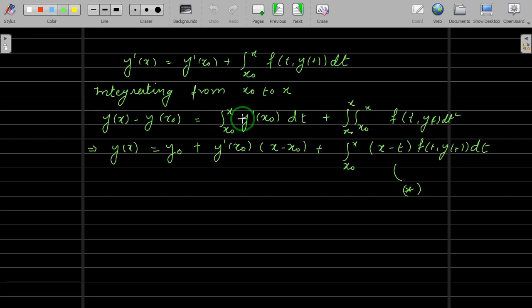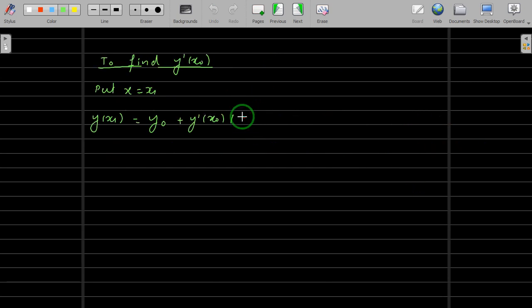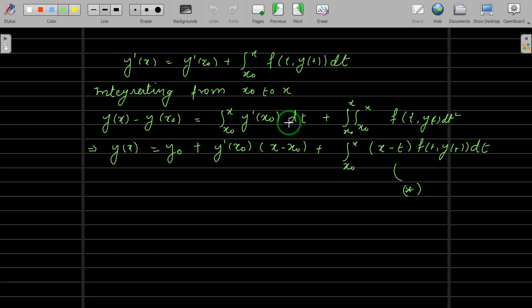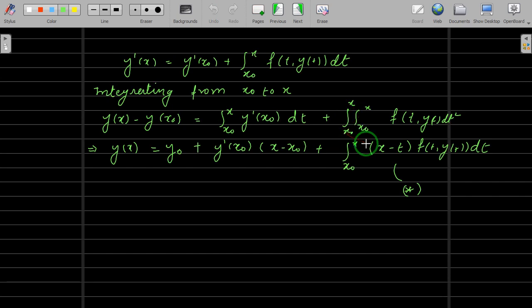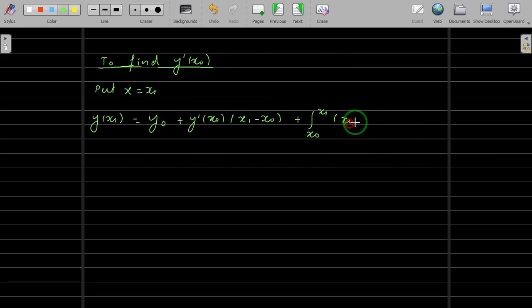Then multiplication of x minus x naught. So in our case it will be x1 minus x naught, then plus integral x naught to x1, x1 minus t. Wherever there is x, you put x1. x1 minus t f of t comma y(t) dt.